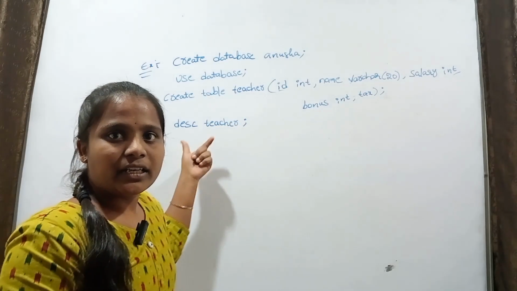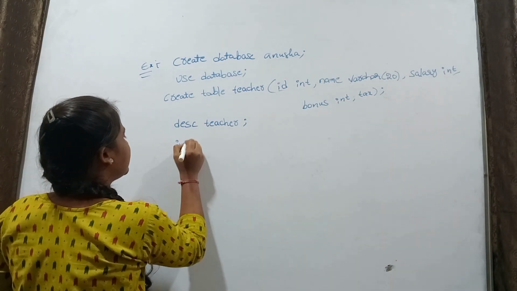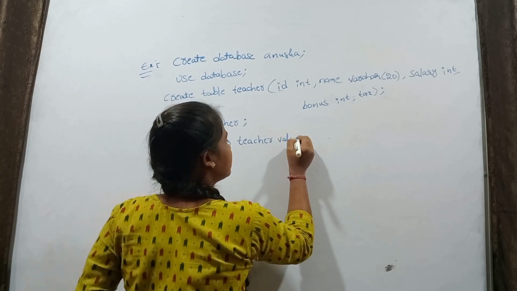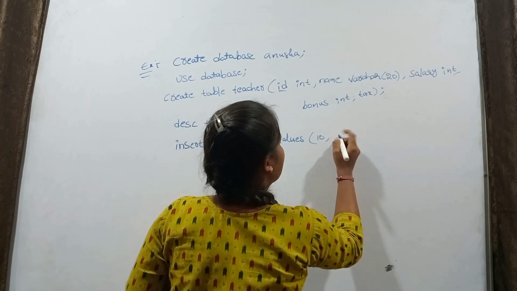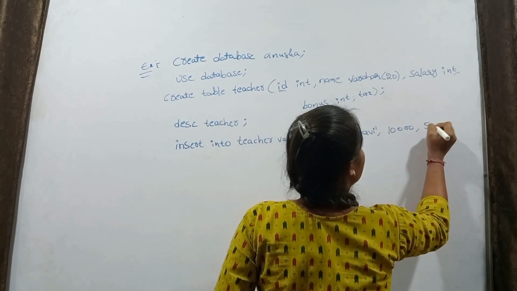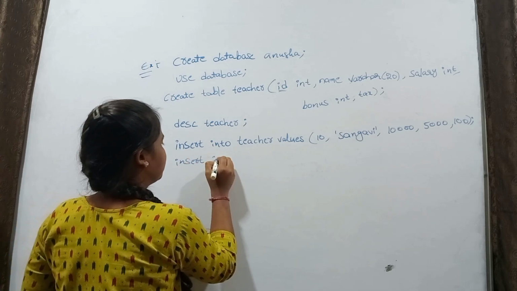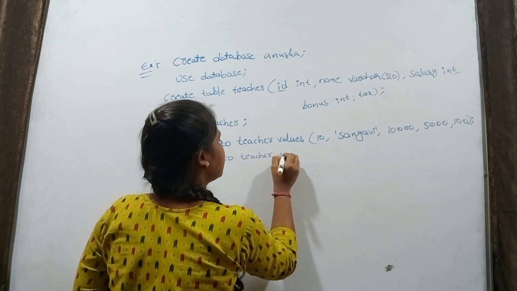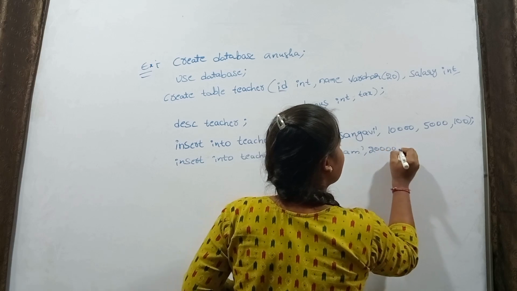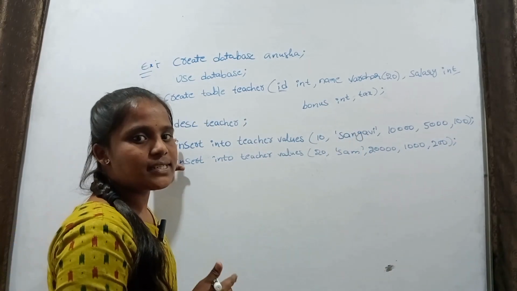It will show how the table was created, and then we can insert the values into the table. We can use insert into table name teacher values. First we will give ID 10, name Sangavi, salary 10,000, bonus 5,000 and tax 100, like this. We can insert many rows into the table. Values 20, and 200, like this.